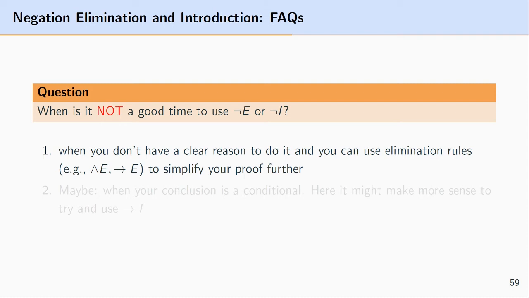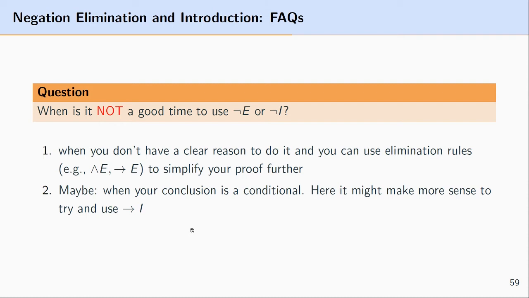With that said, I do see some people who make use of this particular rule quite a bit. And if you are comfortable using it and you take it as a general strategy, then it's a powerful rule to use. Another case when you maybe should not use these rules is when your conclusion is a conditional. In these cases, it makes more sense to use conditional introduction rather than negation elimination or introduction. You'll notice that conditional introduction introduces a conditional into the proof, so it seems like the more straightforward rule to use when you're trying to derive a conditional.